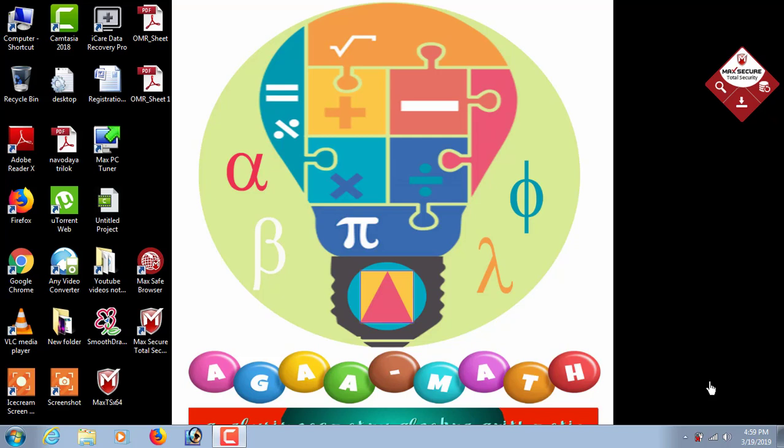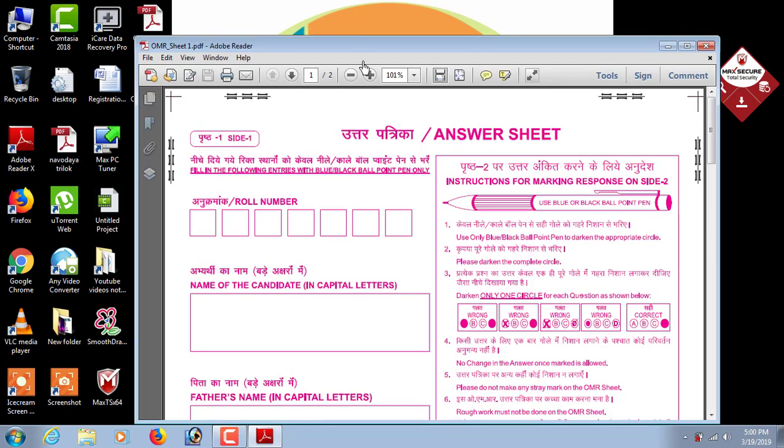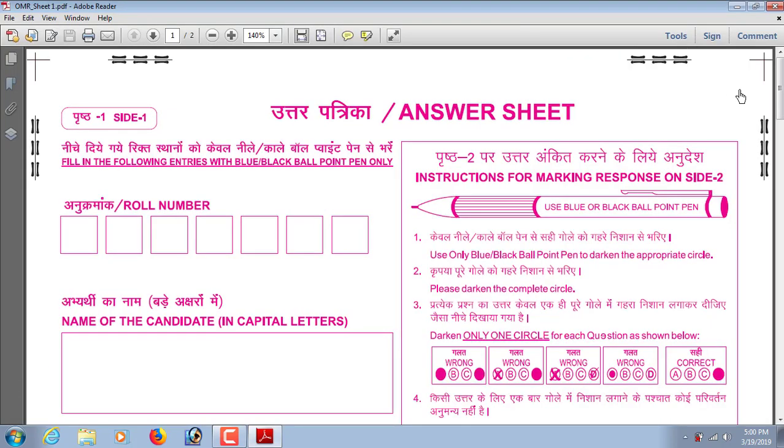Today we are going to show you the new OMR sheet which was introduced by Navodaya Vidyalaya. In the month of April, there's a Navodaya entrance test for the 6th students. And from this year, the OMR sheet, the answer sheet, is going to be changed. So here we are going to see the new model answer sheet for the 6th entrance. So this is the answer sheet of side 1. It consists of two sides.